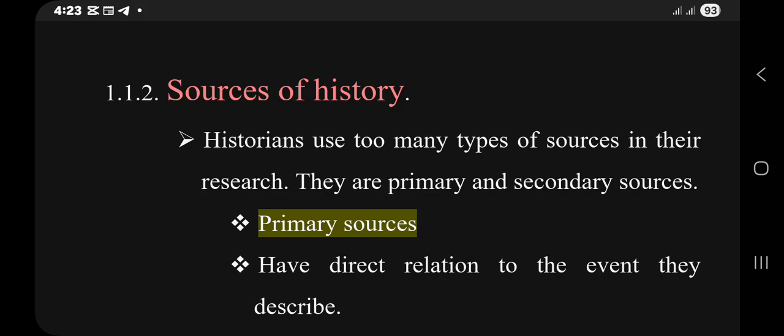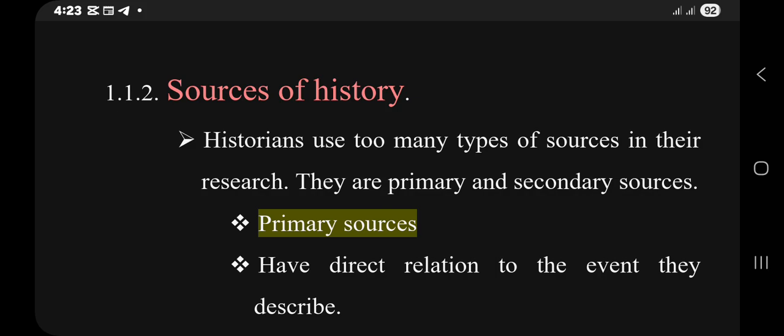I am Shimelis. Today's topic is about sources of history. Historians use two very important historical sources. Those are primary and secondary sources.